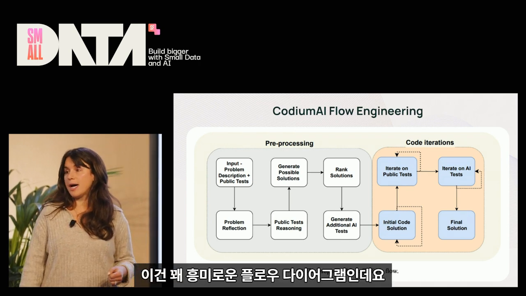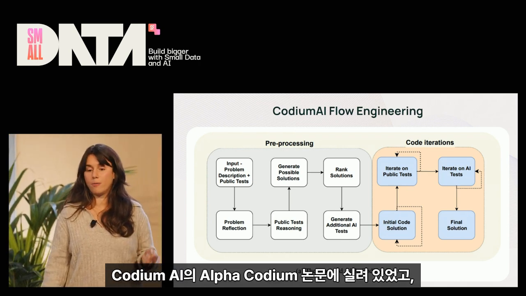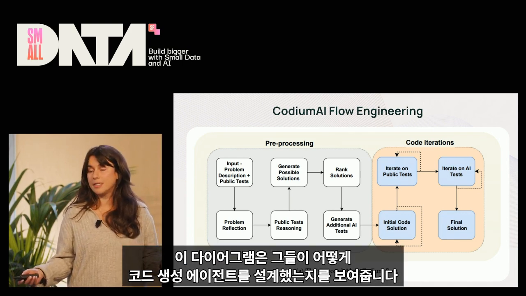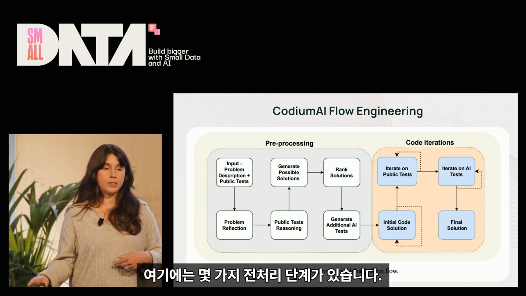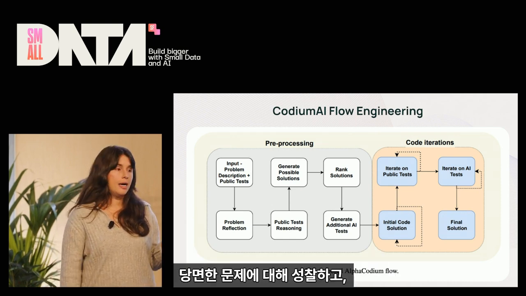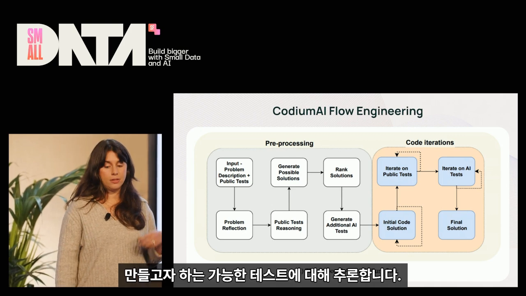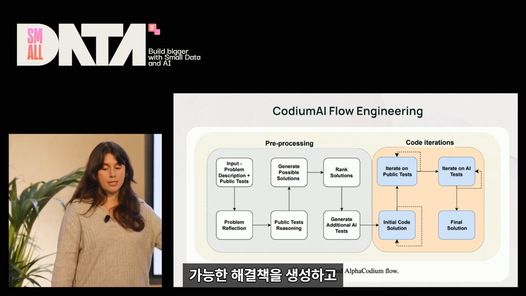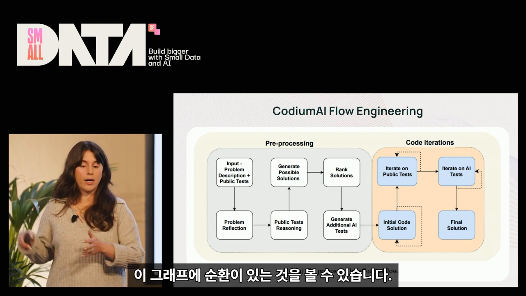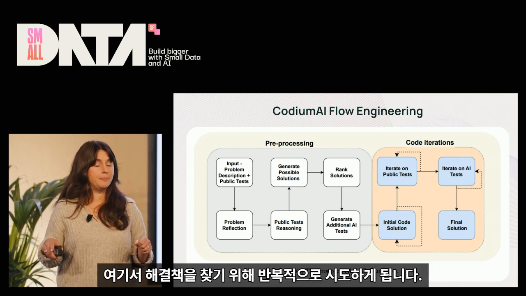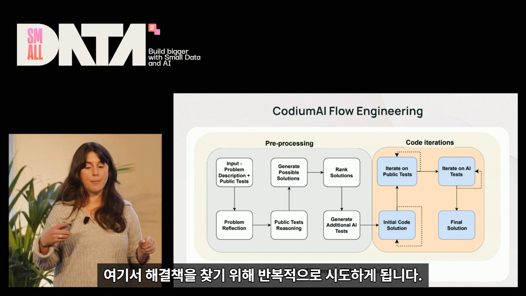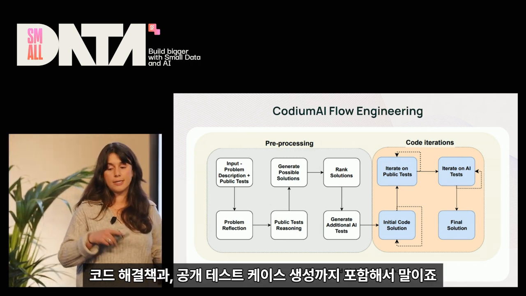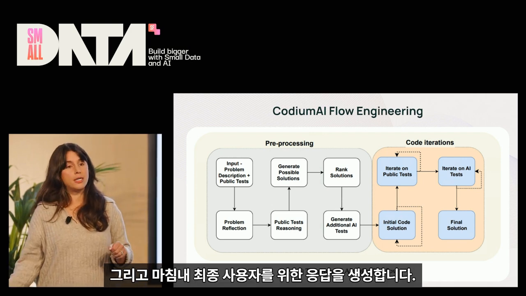So this is a pretty cool flow diagram that was in the AlphaCodium paper from Codium AI, which is a CodeGen startup. They show the diagram for how they've designed their CodeGen agent. You can see it has some pre-processing steps where it reflects on the problem at hand. It reasons about possible tests that it wants to create. It generates possible solutions, and then it goes into this code iterations phase where you can see there are cycles in this graph where it will iteratively try to come up with code solutions, public test creation solutions, and then it will finally generate the response for the end user.